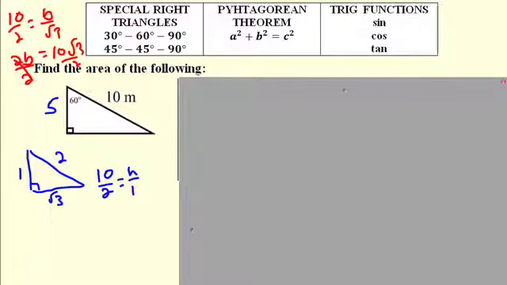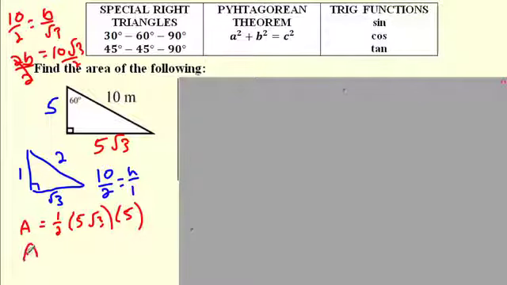B is going to be what? 10 radical 3 divided by 2 is 5 radical 3. So a little bit of work there to fill that in. But now I can do my formula. We can say area is 1/2 base times height. The base happens to be 5 radical 3. The height happens to be 5.